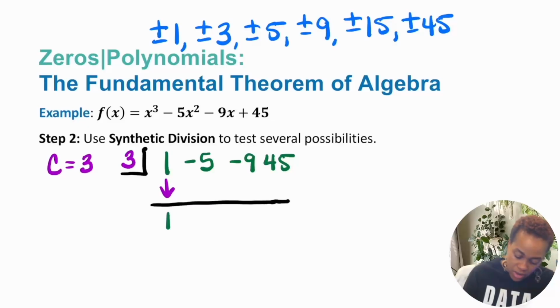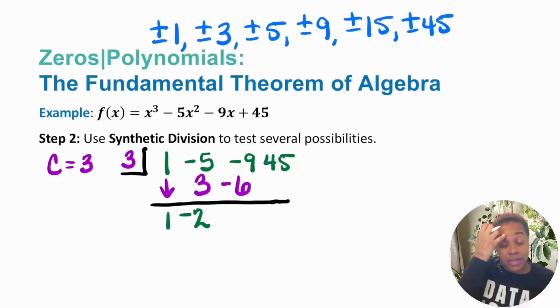So we have 1. 1 times 3 is 3. -5 plus 3, negative 2. -2 times 3 is 6. Trying to make sure my math is, okay, 6. Cool. Already see something I did. Oh, negative. Y'all see? -2 times 3, -6. I'm talking about watching my signs. I didn't even watch my signs. And then -9 and -6, that's going to be a -15.